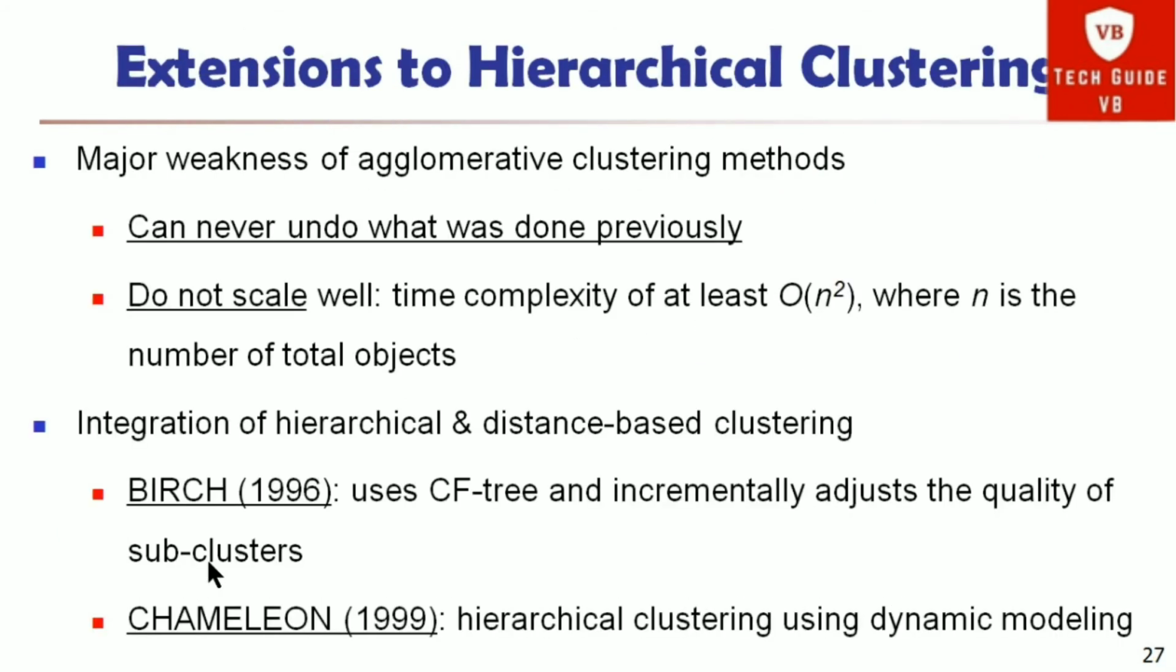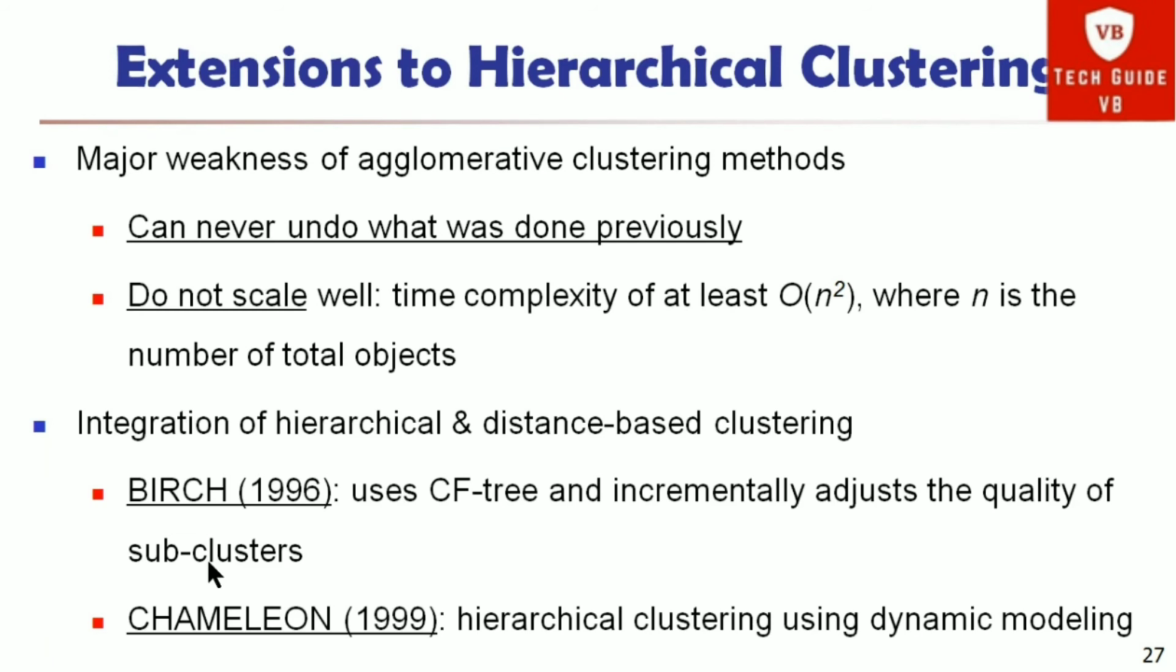The last point of hierarchical clustering is extensions to hierarchical clustering. What are the extensions for hierarchical clustering? The major weakness of the agglomerative clustering method is that it can never undo what was done previously. So undoing is not possible, that is the major weakness, and it does not scale well. If you want to scale this method to a large extent, the performance is less. So the integration of hierarchical and distance based clustering is there. These are some of the extensions to hierarchical clustering.